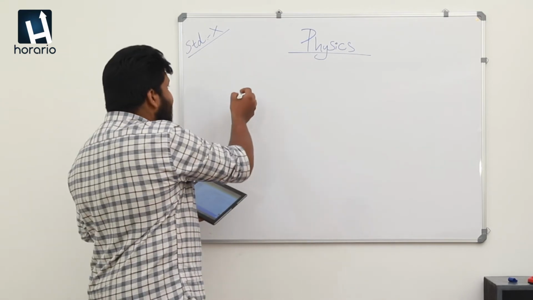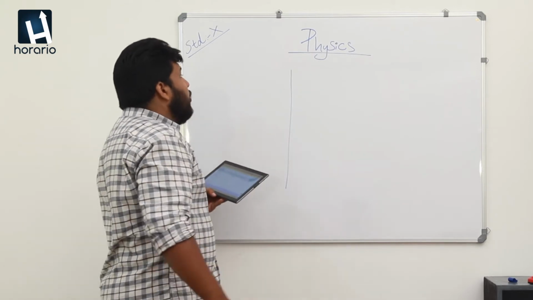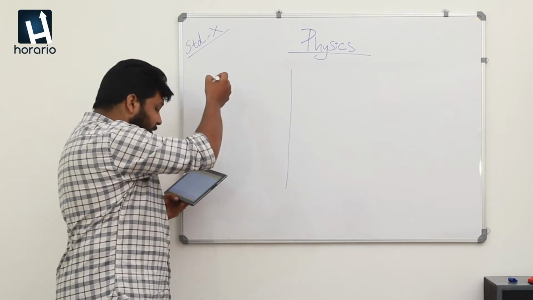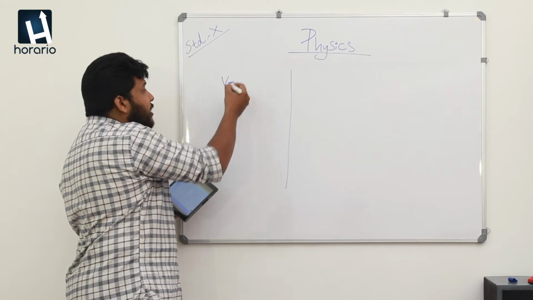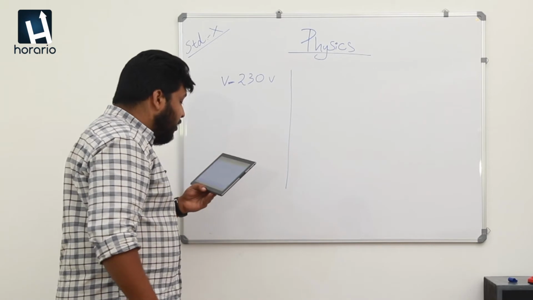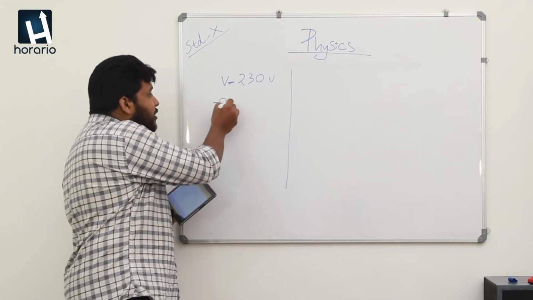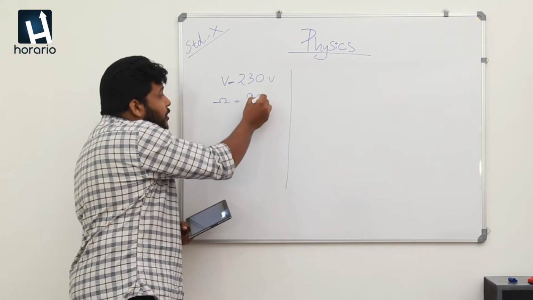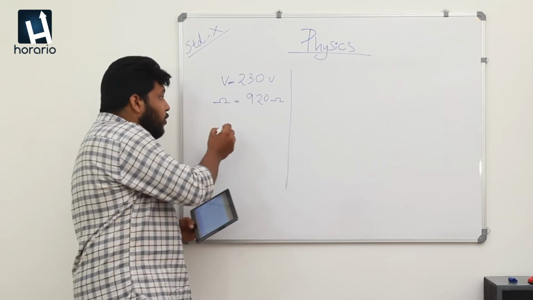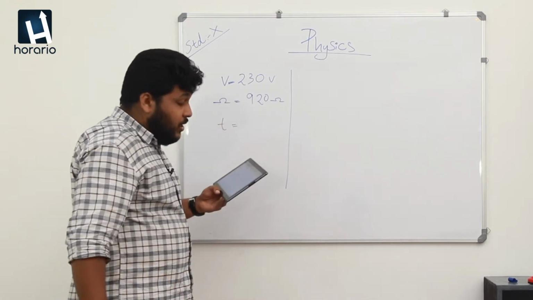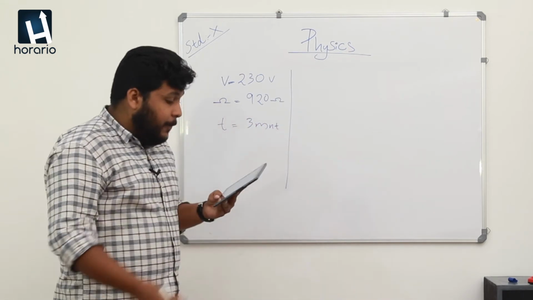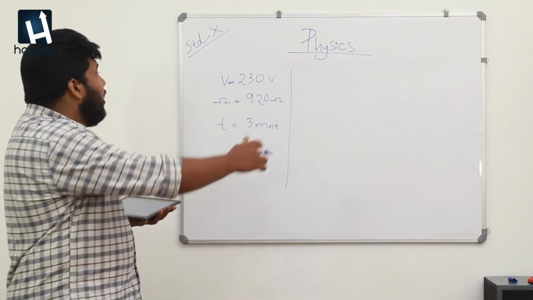So, like the first question, first of all we want to write what are the given data. In the given data, they are saying the voltage V is equal to 230 volt, and also they are saying it has a resistance of 920 ohm, and also it works for a time of 3 minutes. Okay. So, here look, what are the given conditions?